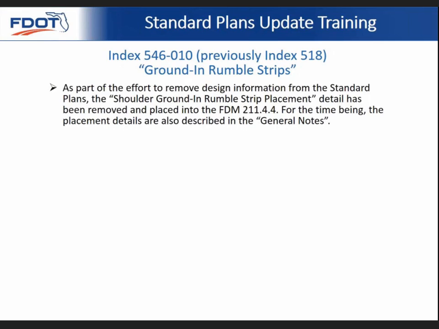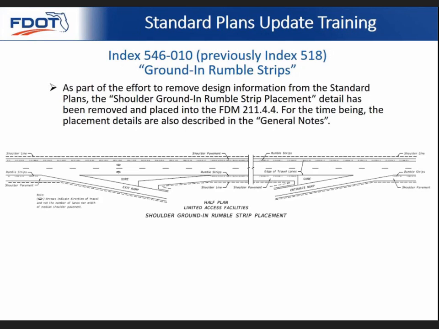546-010, previously Index 518. This is ground-in rumble strips. The half plan that was showing the shoulder ground-in rumble strip placement has been removed and placed into FDM 211.4.4.